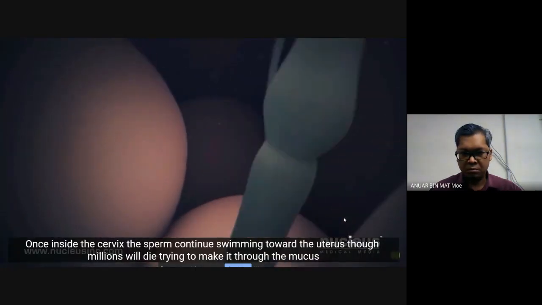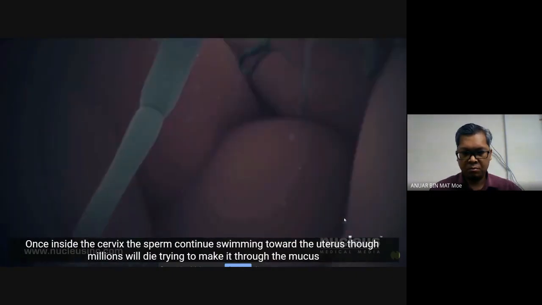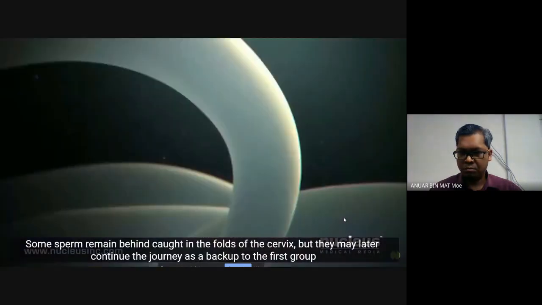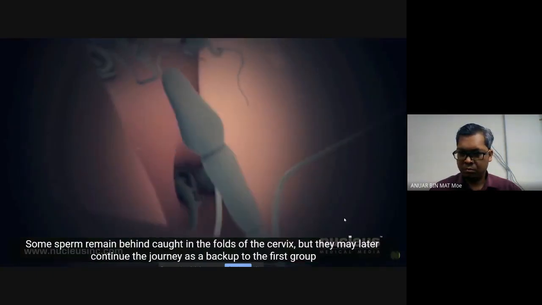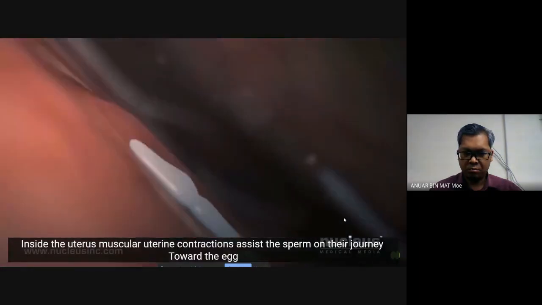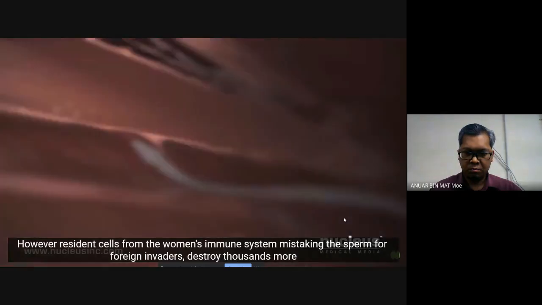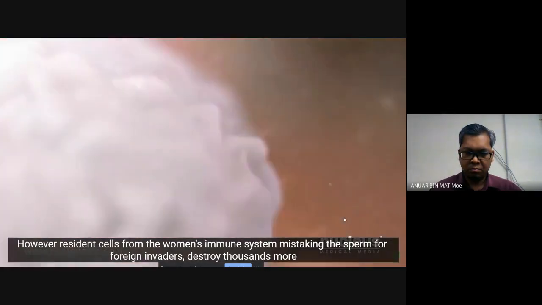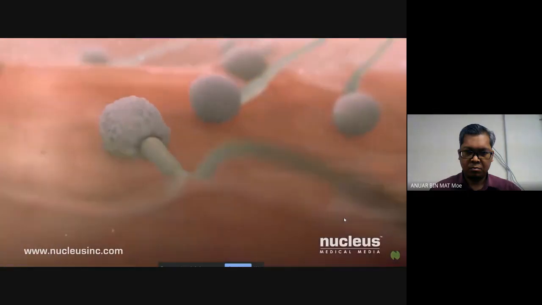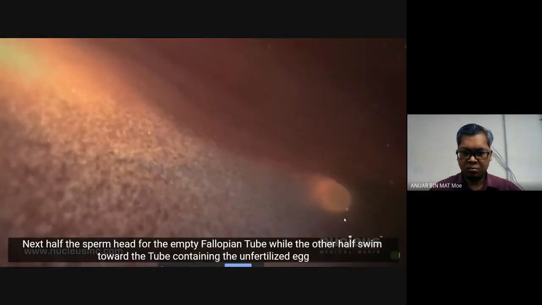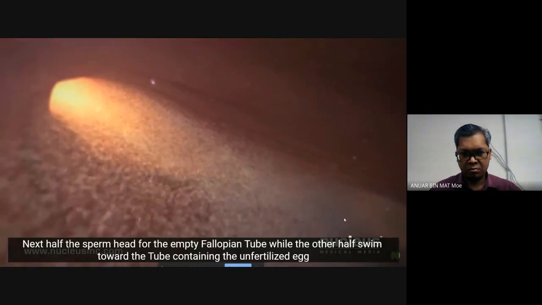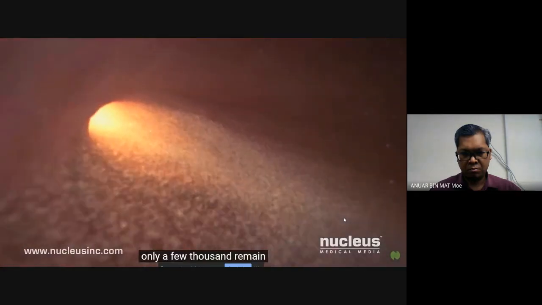Once inside the cervix, the sperm continues swimming toward the uterus, though millions will die trying to make it through the mucus. Some sperm remain behind, caught in the folds of the cervix, but they may later continue the journey as a backup to the first group. Inside the uterus, muscular uterine contractions assist the sperm on their journey toward the egg. However, resident cells from the woman's immune system, mistaking the sperm for foreign invaders, destroy thousands more. Next, half the sperm head for the empty fallopian tube, while the other half swim toward the tube containing the unfertilized egg. Now, only a few thousand remain.